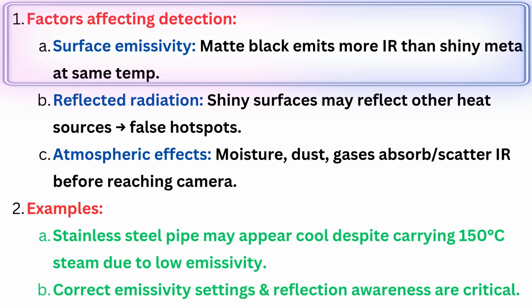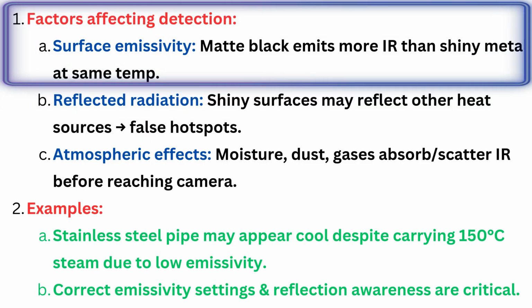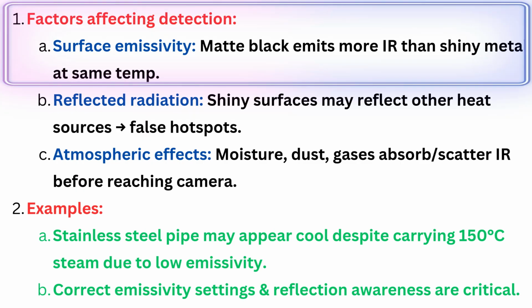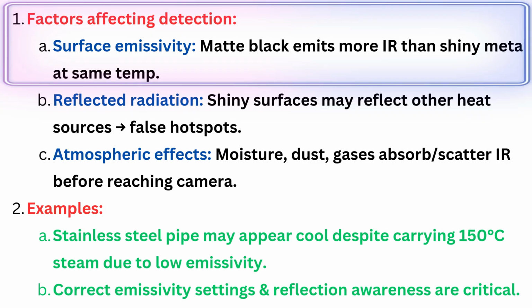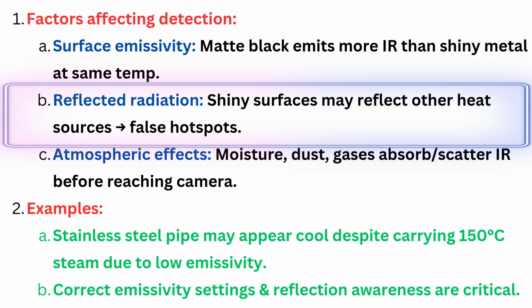Let's discuss the factors that are affecting the radiation of a material. So the first one will be the surface emissivity, right? If the material is having more surface emissivity, then that will emit more IR energy. The second one will be the reflected radiation. If there is any material that is having a shiny surface, it may reflect heat from another source, and this can mislead us into seeing a high temperature, or you can say a hotspot, in our thermal image that we have captured using our IR camera.